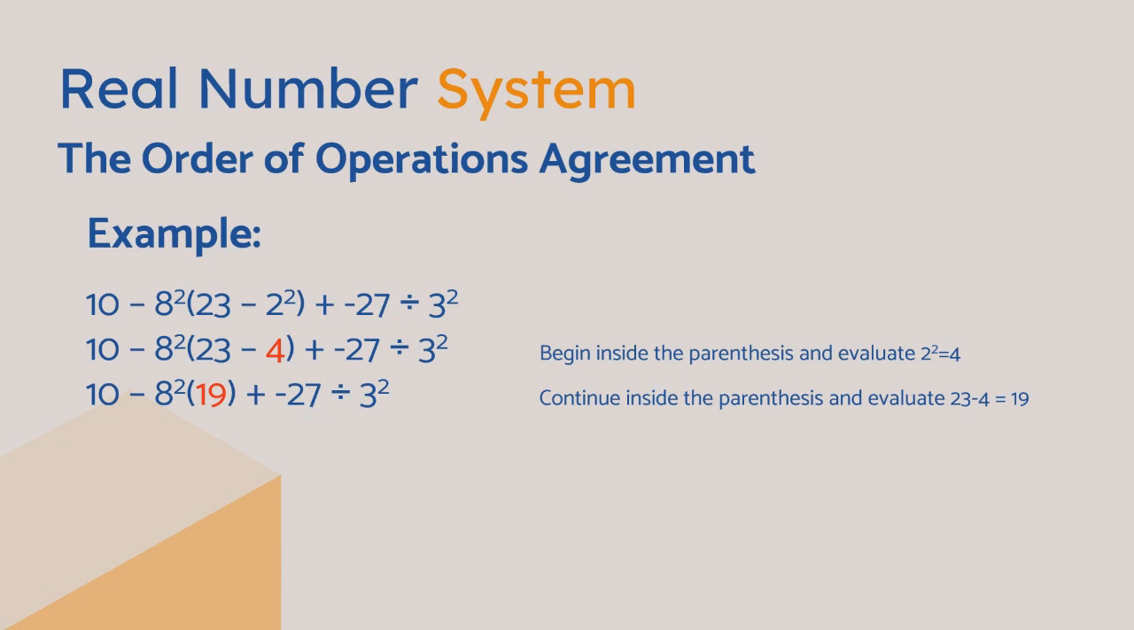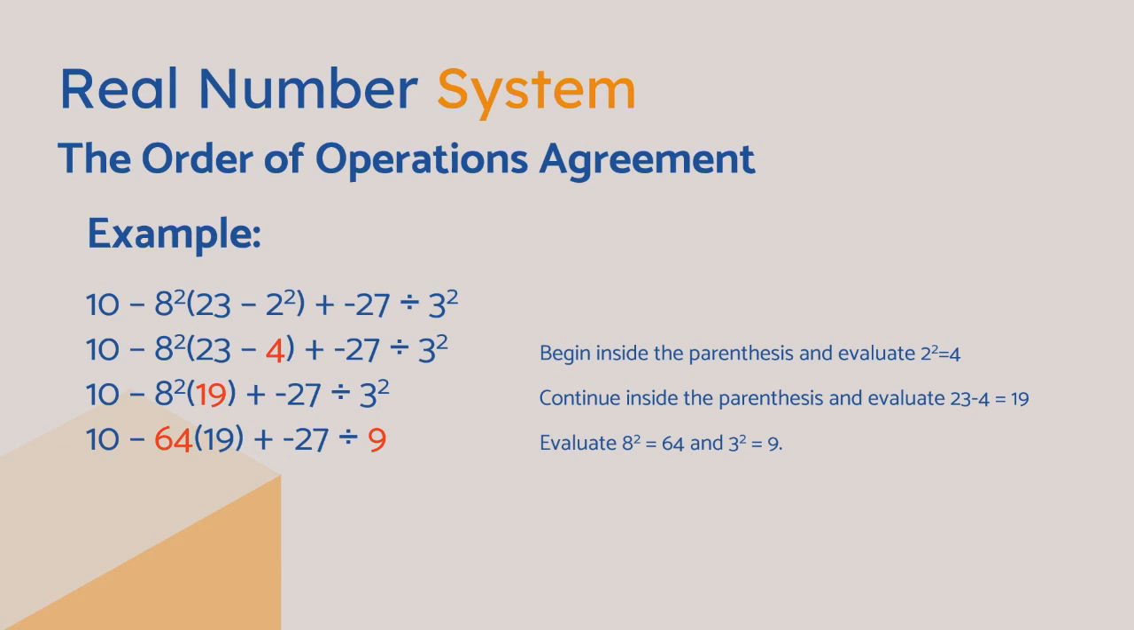Next, after parentheses is exponents. So we have here 8 squared and 3 squared. We're going to proceed with those two first. 8 squared is 64, 3 squared is 9. Our new expression would be 10 minus 64 times 19 plus negative 27 divided by 9.